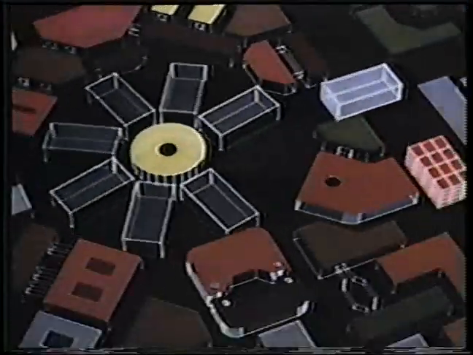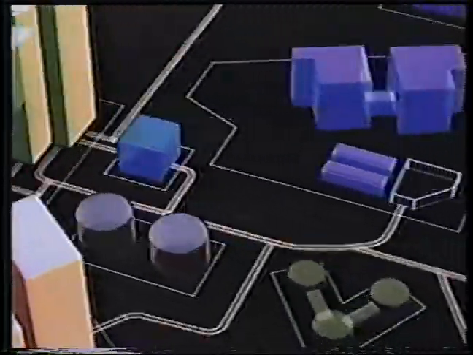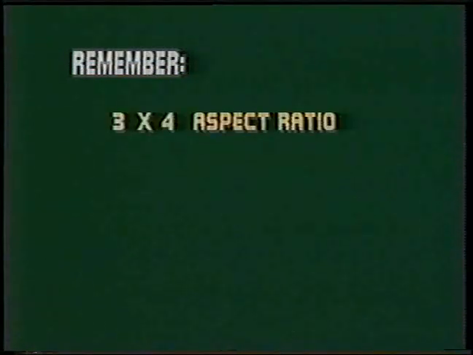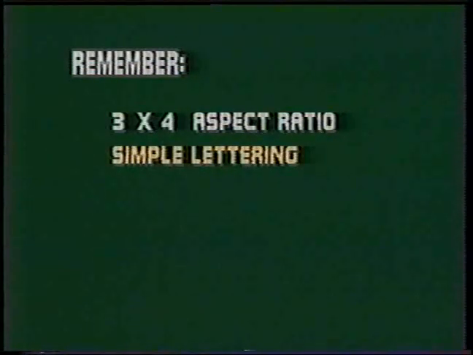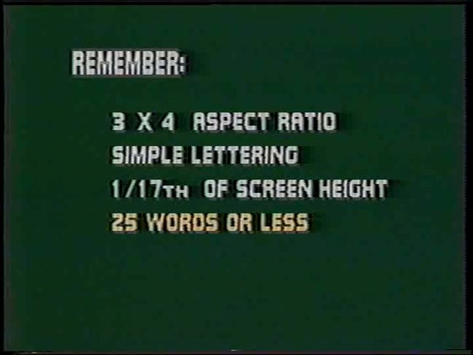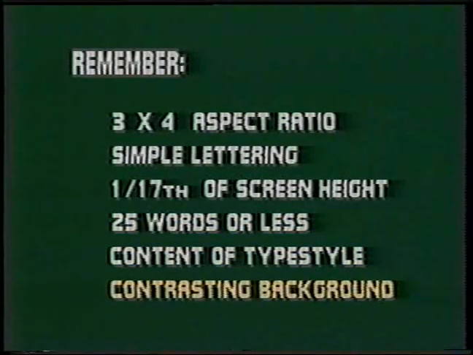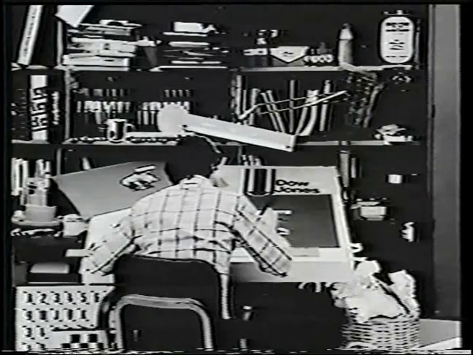All kinds of titles and lettering can be produced for compositing over video and film photography and illustrations, following these few quite simple rules for video reproduction of graphics. Remember the 3:4 aspect ratio, the simple, bold lettering, 1/17 of the screen height, no more than 25 words at one time, to match the content of the type style to the content of the message, to have good contrast between lettering and background.